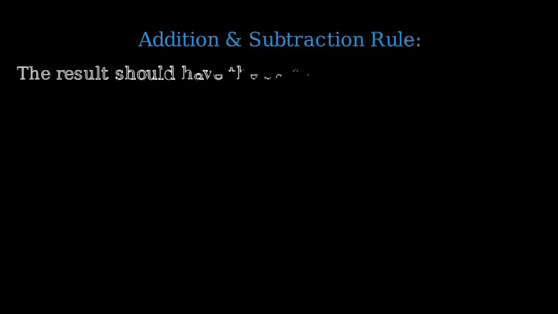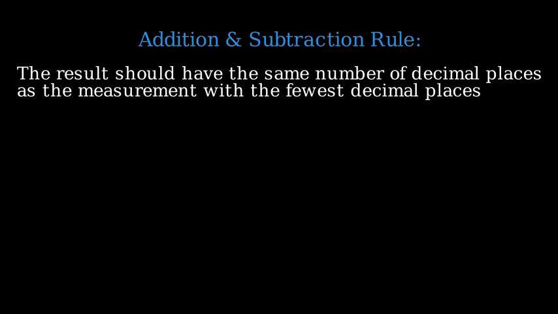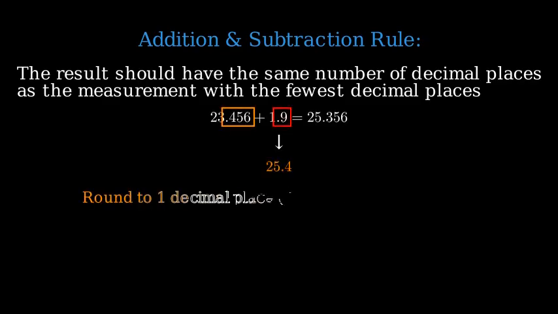Now, let's look at how significant figures work in calculations. For addition and subtraction, the result should have the same number of decimal places as the measurement with the fewest decimal places. Let's look at an example. If we add 23.456 and 1.9, the result would be 25.356. However, since 1.9 has only one decimal place, our final answer should also have only one decimal place. So we round to 25.4.